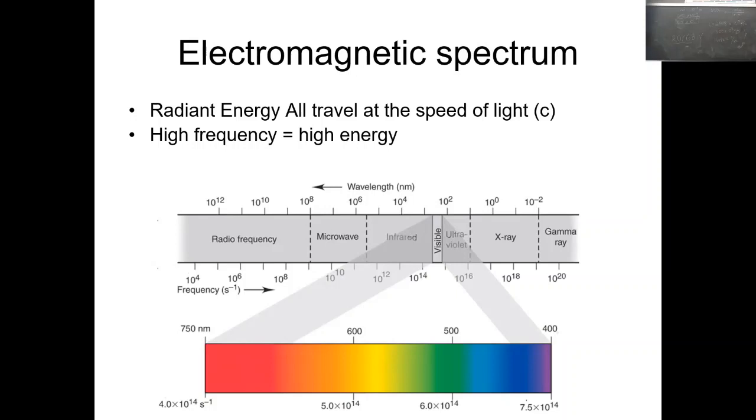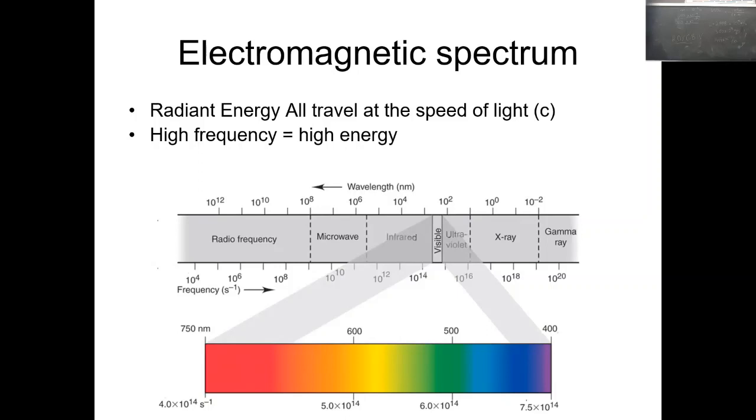And all of these are light. So we consider them electromagnetic radiation, but we also call them light. Because of that, they're all going to travel at the speed of light. So the equation that we just did for the laser pointers works for any one of these.